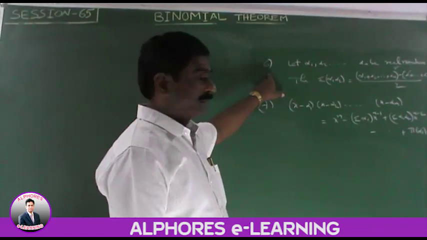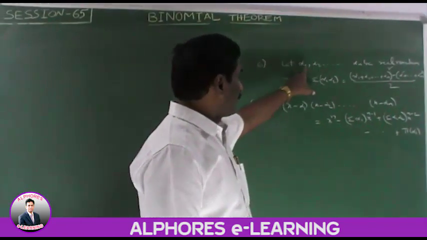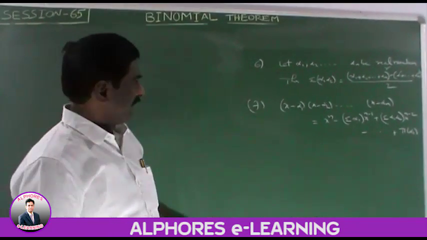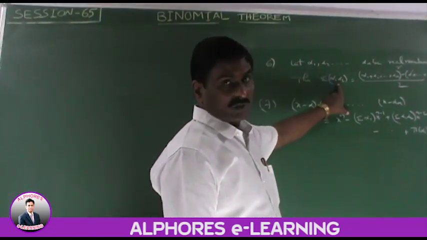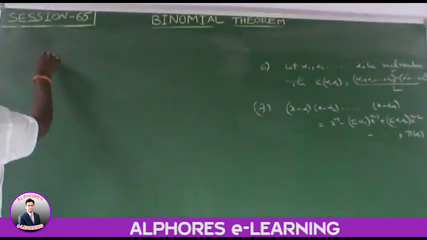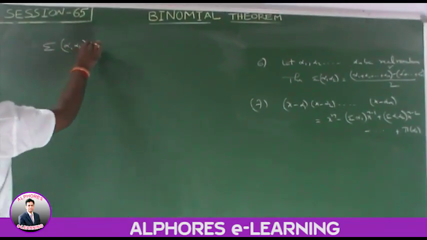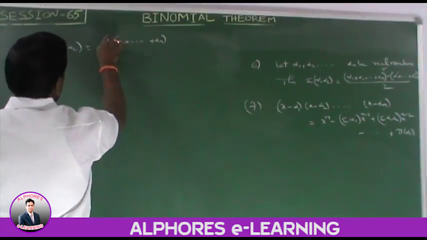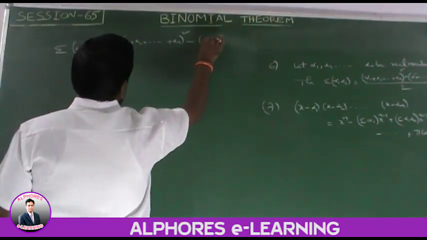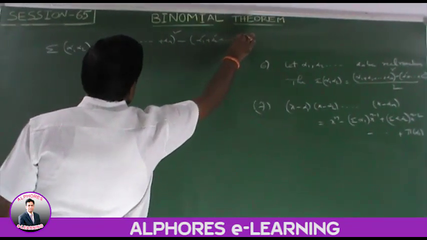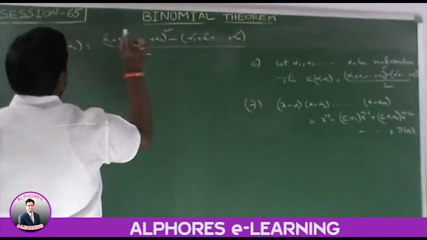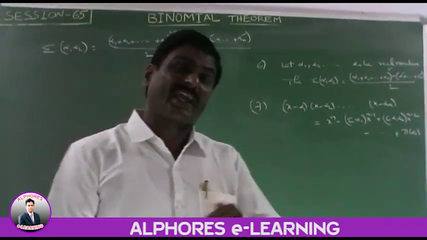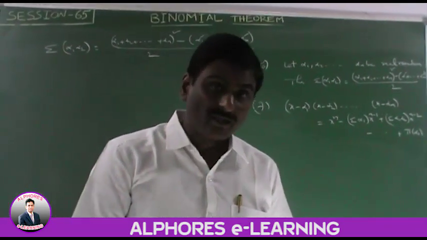Next, the sixth one. Please note this value. Let alpha 1, alpha 2, so on alpha n be real numbers. Then sigma alpha 1 alpha 2 is equal to alpha 1 plus alpha 2 plus so on alpha n whole square minus of alpha 1 square plus alpha 2 square plus so on alpha n square, by 2. It is a very, very, very important formula. Sigma alpha 1 alpha 2 means the sum of the product of the values taking 2 at a time.